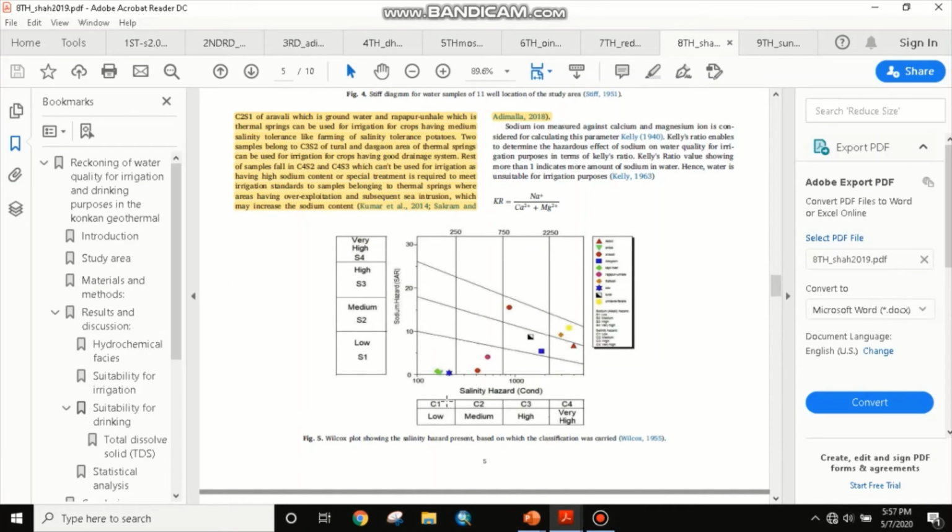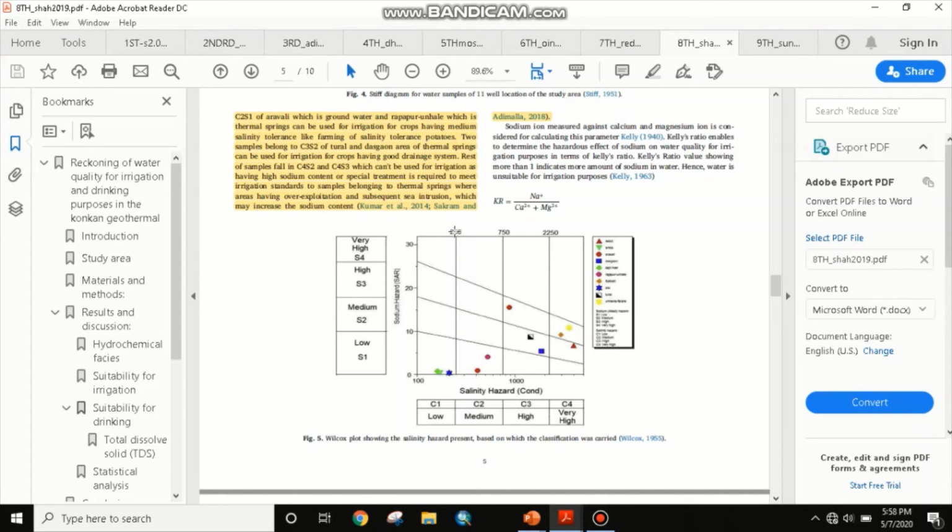So if we see here in the Wilcox diagram, this is the category they have given: S1, S2, S3 and S4, and here in the downside C1, C2, C3, C4. So there are 4 categories over here and 4 categories over here, and this type of Wilcox diagram we can generate through Aquachem. Here in this Wilcox diagram we cannot see permissible to good and good to excellent. Those categories are not there, and they have represented those categories through low, medium, high, very high.